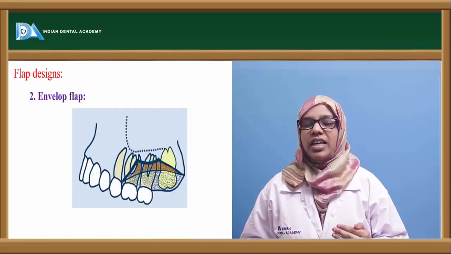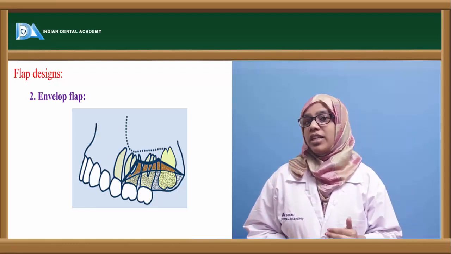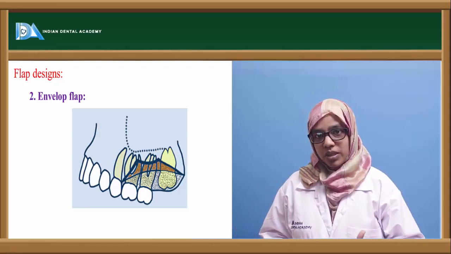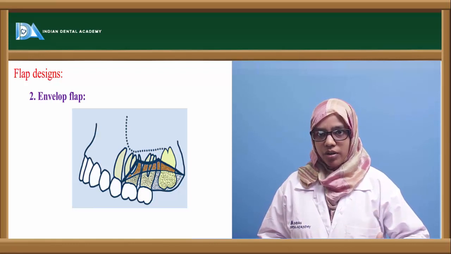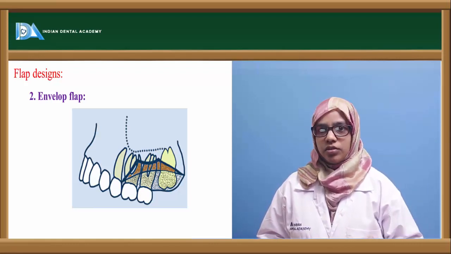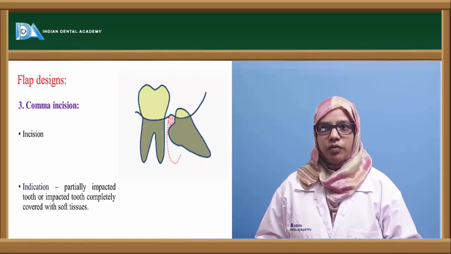Now the next flap is the envelope flap. Envelope flap, as the name suggests, there is no releasing incision as such. You start from the first premolar, from the mesial aspect, to the first molar, second molar, come to the distal aspect of the second molar and then give a distal incision. Here is how the envelope flap is raised. You can see in the photograph.